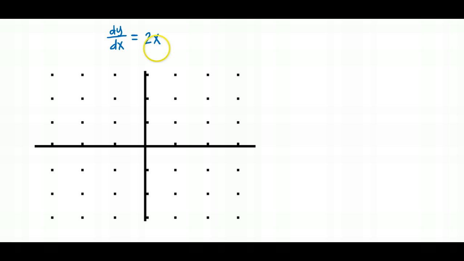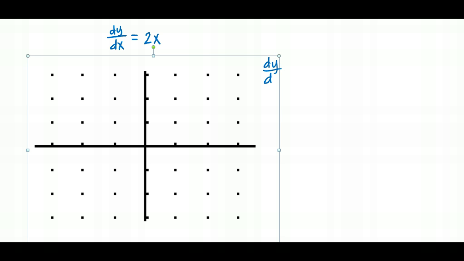So here's my differential equation, dy/dx equals 2x. Now I want to think about the slope at every single point. So let's start at the point (0, 0). So dy/dx at the point (0, 0). Well, dy/dx only has an x in it, so if I substitute in a 0 for this x, dy/dx at (0, 0) is going to be 2 times 0, or just 0.